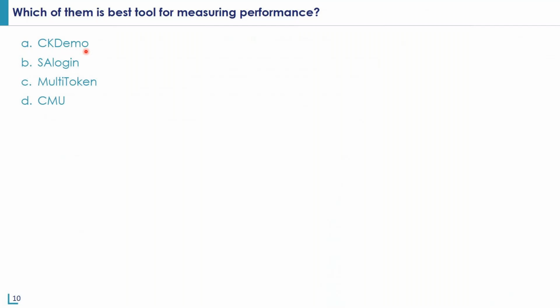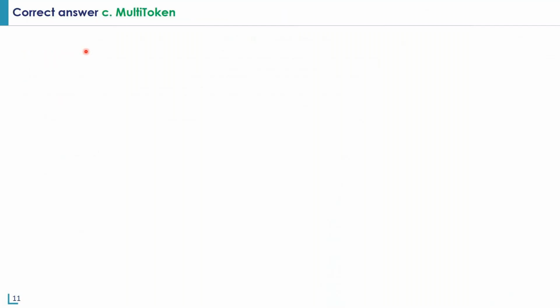So folks, in order to measure the performance, the best tool will be multi-token, because if we want to see the performance, we get results in operations per second using multi-token. So yesterday we ran multi-token and we got operations per second. So this is the best tool, multi-token, to measure performance.